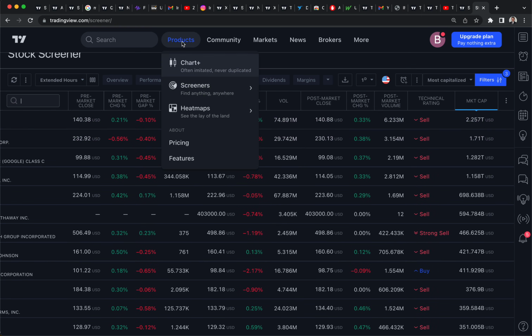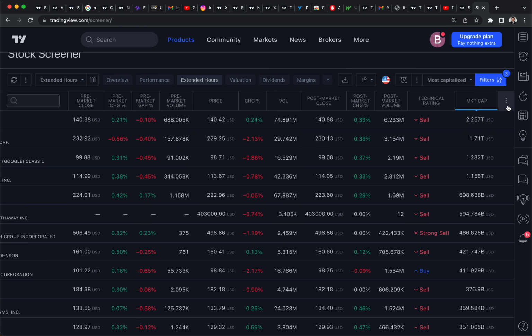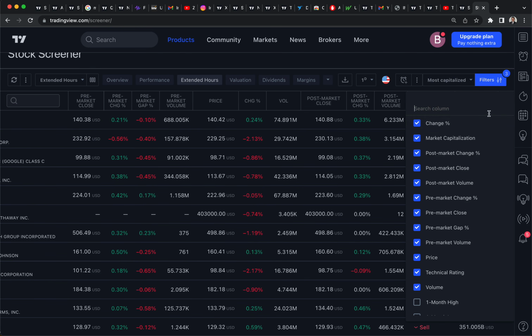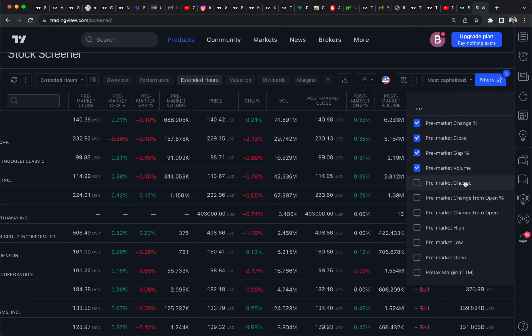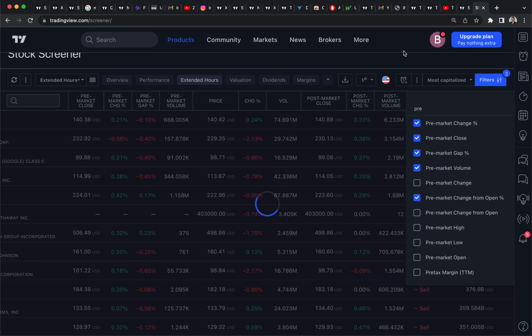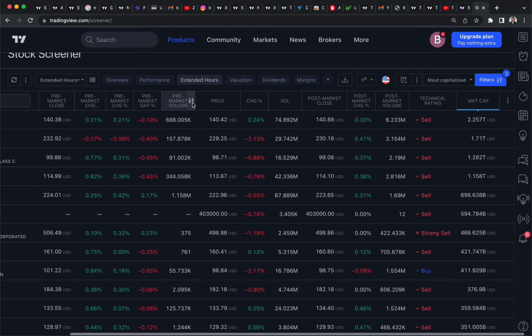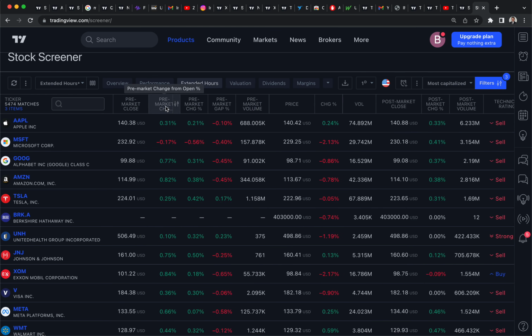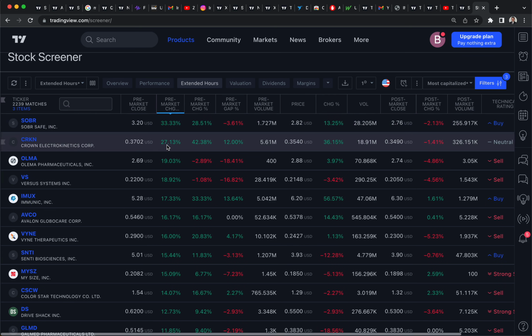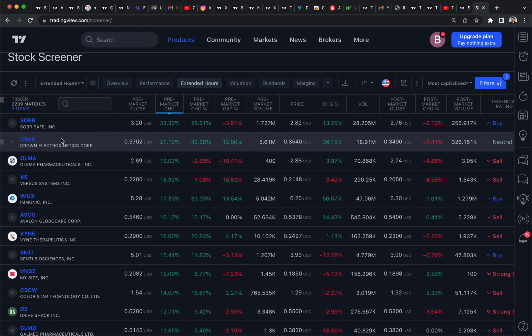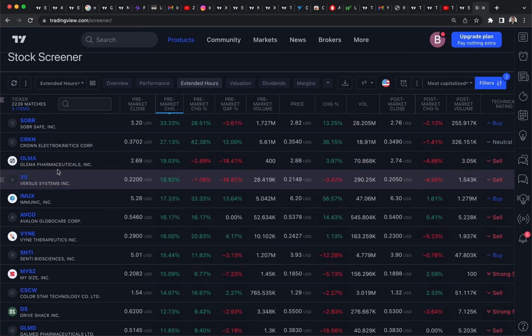We're going to head over to the products tab, screeners, and stock, and then come over to the column set up in the top right. We're going to add the same thing we did before, the pre-market change for open percentage. And we're going to slide it over to the left so it's easy for us to use. Then we hit it and see what happens. So let's tap it, and we'll see that a lot of different tickers are coming up, right?